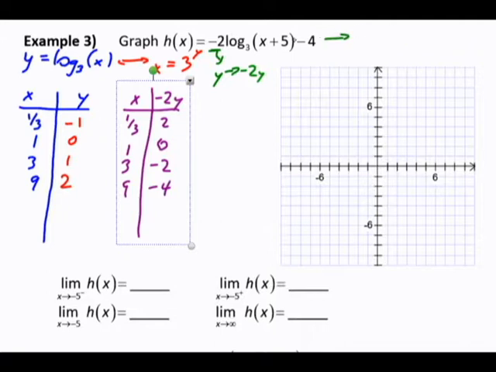Our new center is 5 to the left and 4 down. And the first thing we do is draw our vertical asymptote through that new center. Now we can plot. Right 1/3, up 2. Right 1, up 0. Right 3, down 2. Right 9, down 4. And that's enough to tell us how this log curve is going to behave.